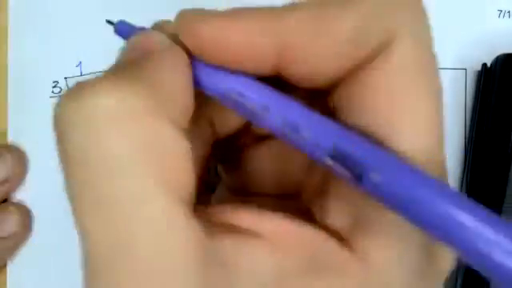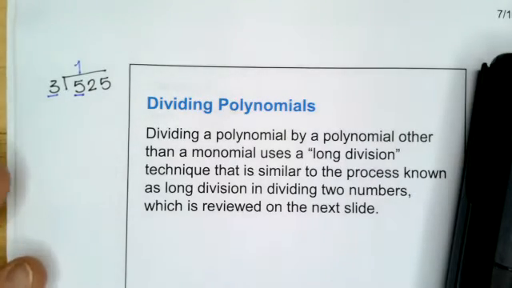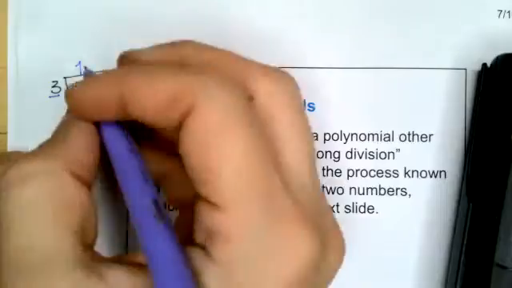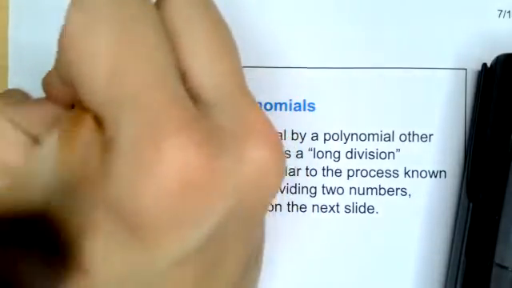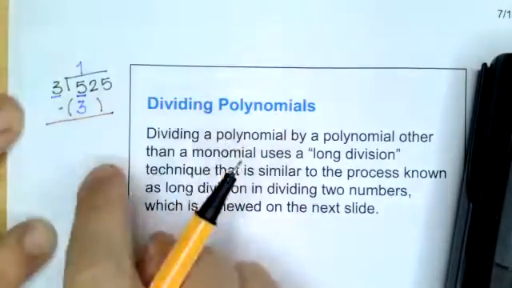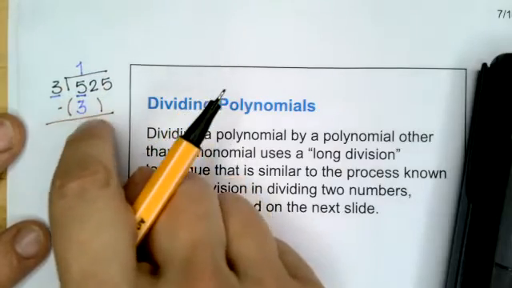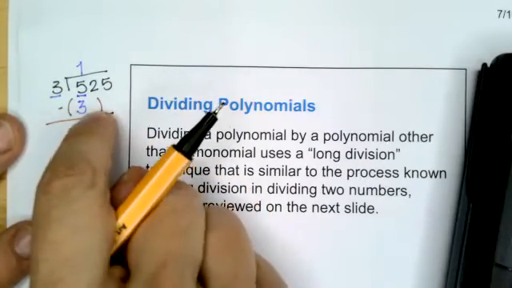It only goes in 1 time because 3 times 2 is 6, and 6 is bigger than 5. So we're going to put that 1 up here. We're going to put the 3 down here. And then, very important, the thing I even forget, is we now subtract that number from the 5. So 5 minus that 3, since 3 times 1 is 3.